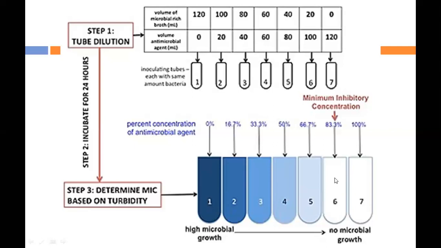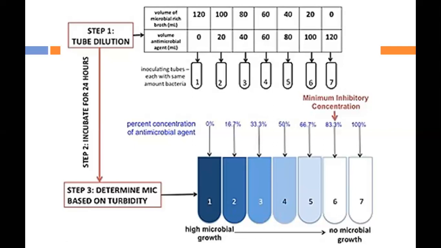In this test tube, microorganisms have not grown. So you can consider this concentration as MIC, or the minimum concentration of antimicrobial agent that is required to kill the bacteria. So obviously, above MIC, at all the concentrations, microorganisms will be killed.